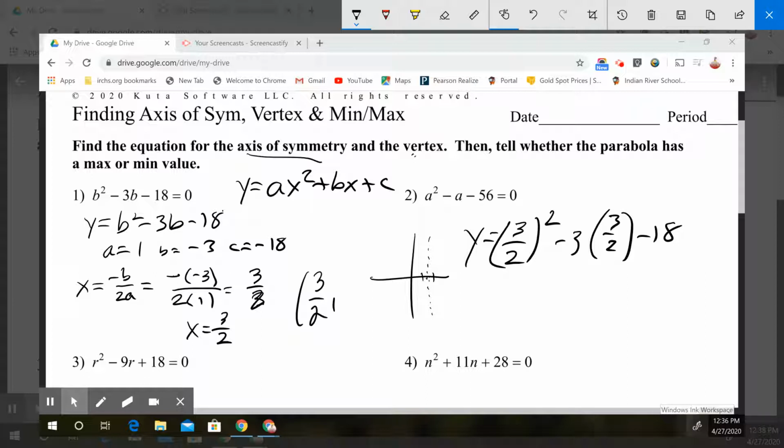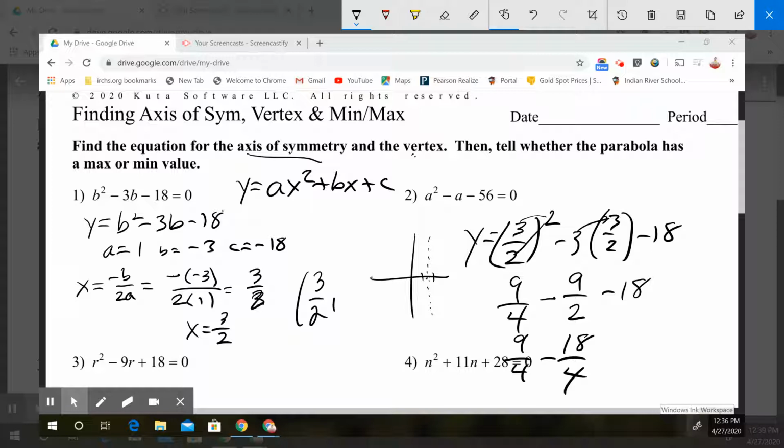When we square 3 over 2, we square the top and the bottom, we get 9/4. When I multiply -3 times 3 halves, you multiply the top by that number and it becomes negative 9 over 2, and this just stays 18. All right, now we have to get common denominators, so we get 9 over 4 minus 18 over 4, and then we multiply 18 times 4 to find out what the numerator for that problem would be.